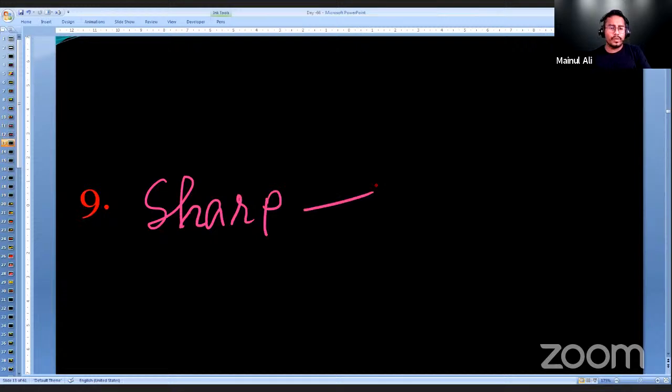What is the opposite of sharp? Sharp, something with a fine edge, something very pointed. What is the opposite of sharp? Sharp means something which is very smooth.